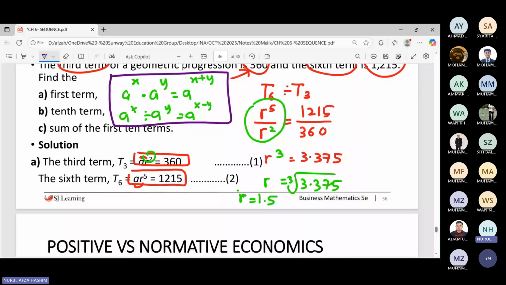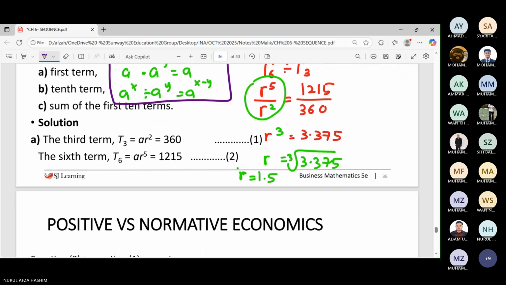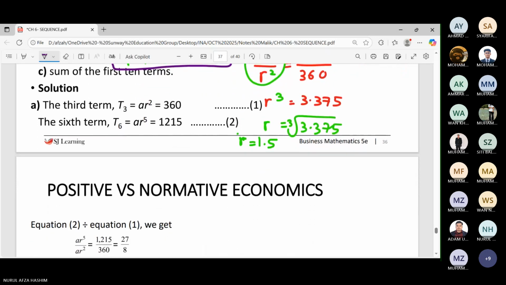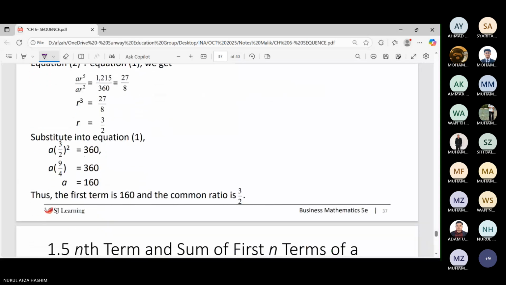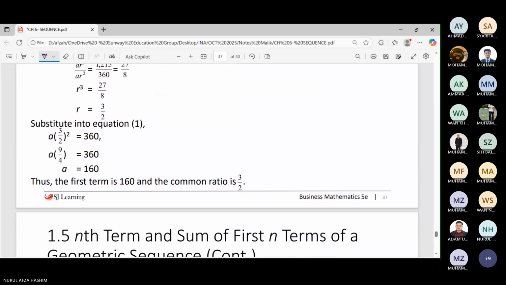Okay, once you have R, you can substitute in the first equation or in the second equation to get the value of A. Then you get your A is 160 and the R is 3/2.